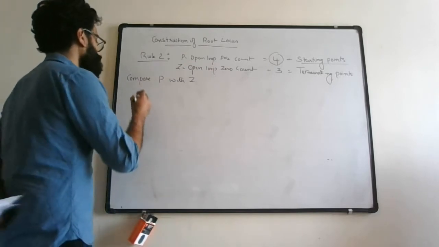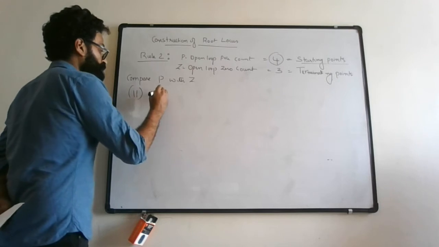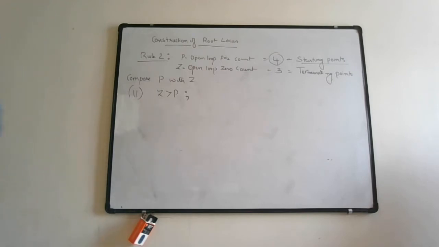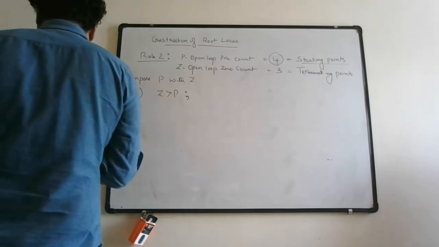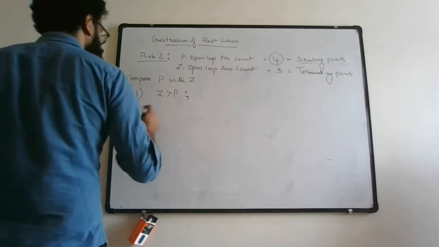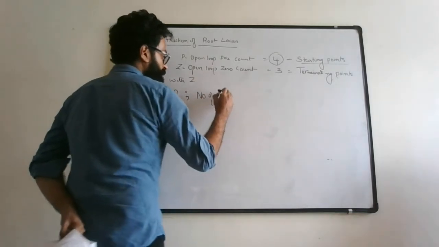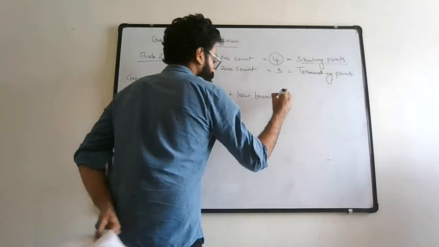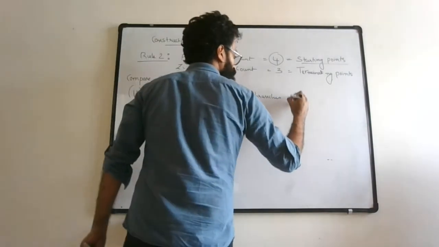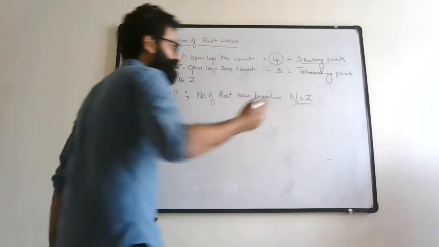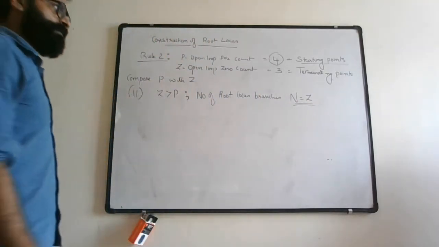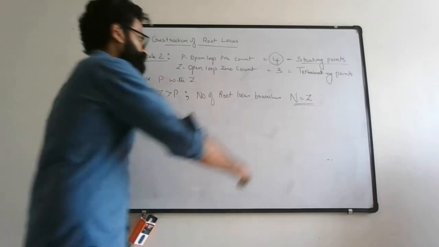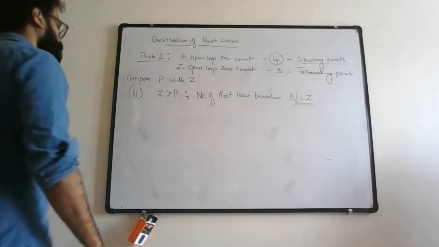Okay, you may have transfer functions in which 0 count is greater than pole count. 0 count is greater than pole count. Okay, if that is the case, then the number of root locus branches, or n, is equal to z. Whichever is greater, those many branches of the root locus exist. So in our case, we have assumed z is greater than p, so number of branches n is equal to z.